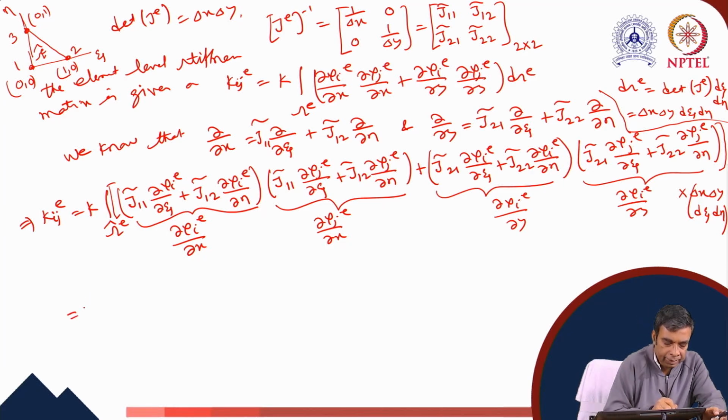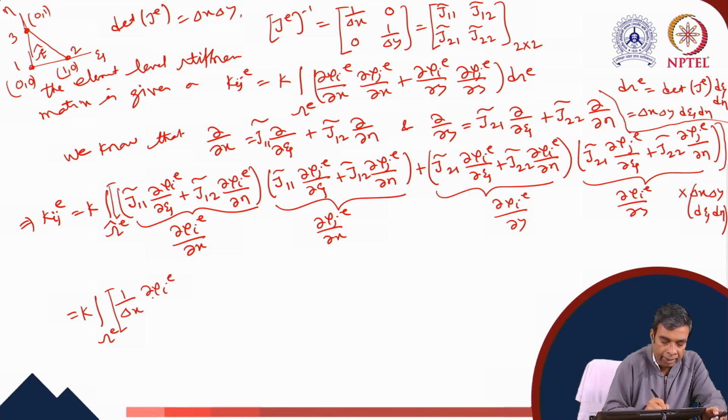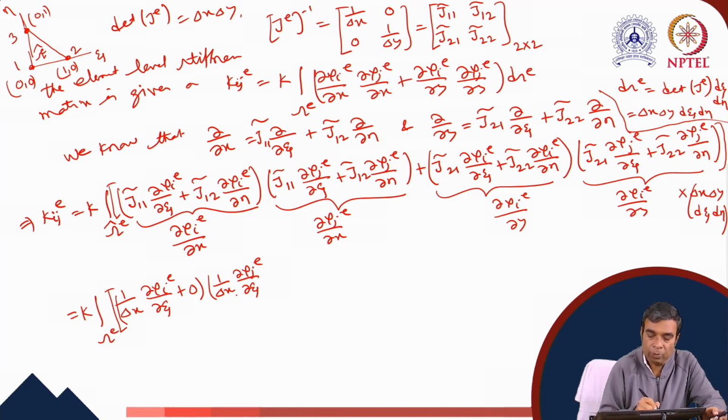We can write it as k into integration over omega e cap. Now j11 tilde is 1 by delta x del psi ie del xi. Now j12 tilde is 0, so we can write directly 0 here. The second portion: j11 tilde comes again, 1 by delta x del psi je del xi. j12 tilde is again 0, so this becomes 0.